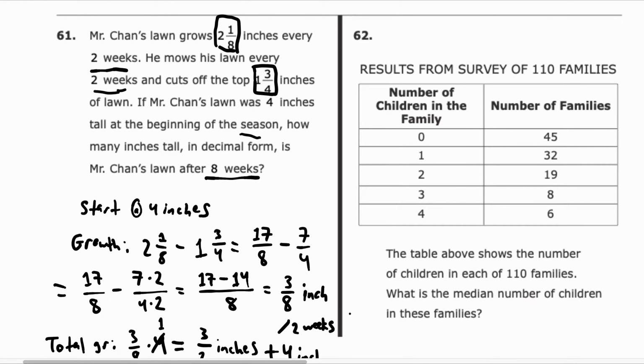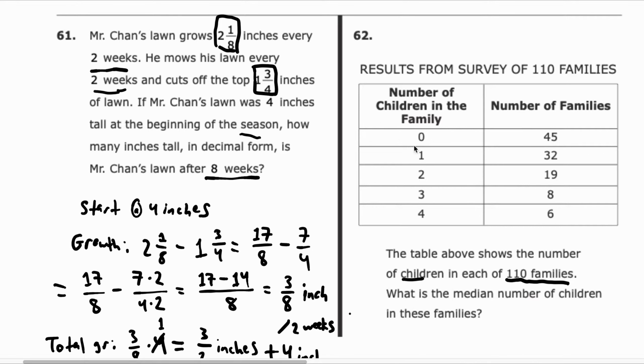All right, now 62. Okay, so we have a survey of 110 families. And so the table above shows the number of children in each of 110 families. And what is the median number of children in these families?